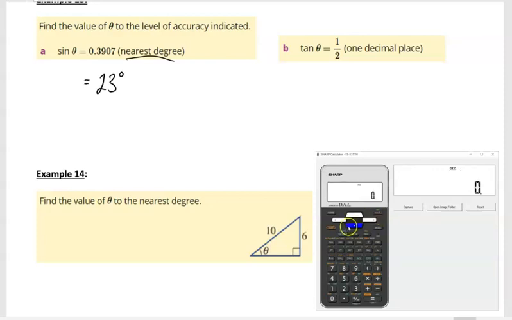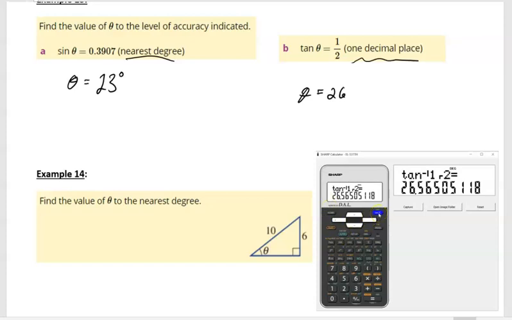And the same thing here, if we want to figure out what theta is, and we know that the tan of theta is 1/2, and remember, looking at this time, we're looking for 1 decimal place, then we plug that into our calculator. We can use our ABC button. We could use the decimal. We should come up with the same answer, that theta is equal to 26.6 degrees, because we're rounding to 1 decimal place.